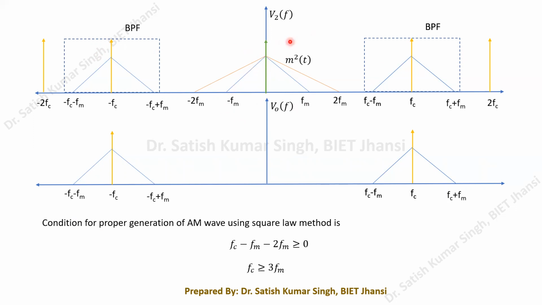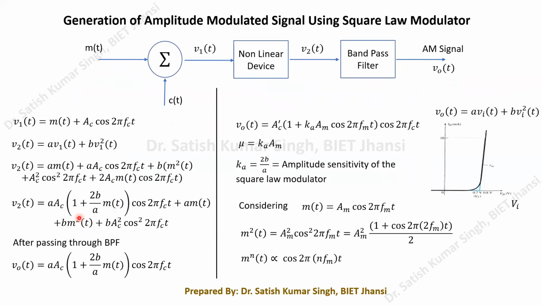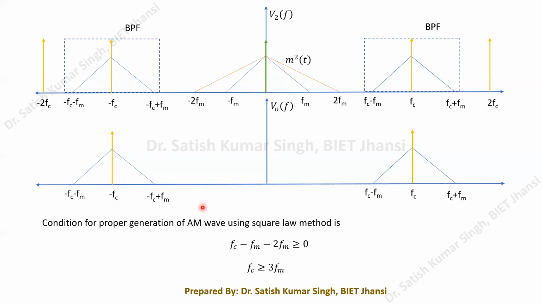So this is for our m(t). Now for m square t, we have this m square t term. As I said, with this explanation, the maximum frequency component is going to be twice of fm. So here I have plotted this. The maximum frequency component is going to be twice of fm, again up to -2fm. So please again do not bother about the shape, it can be anything else. So we are going to get m square t.